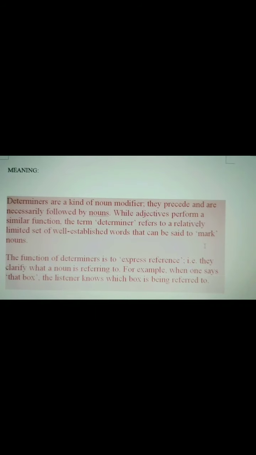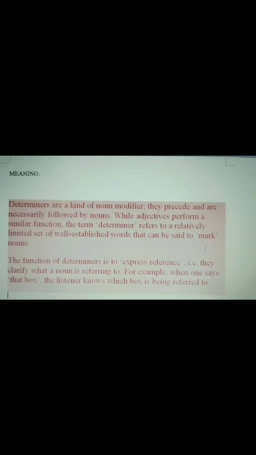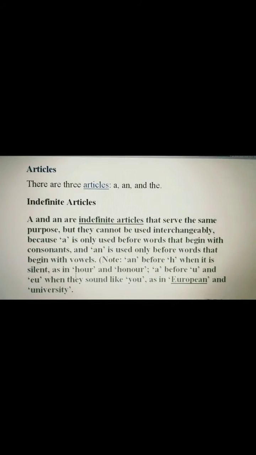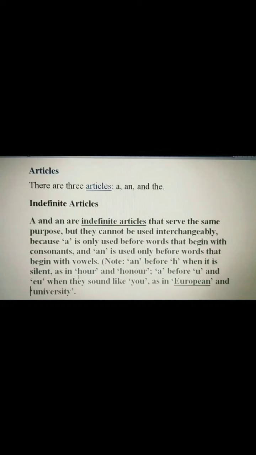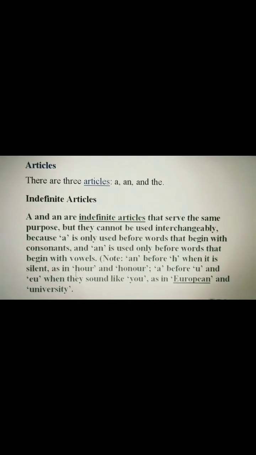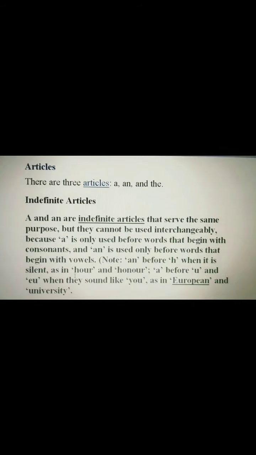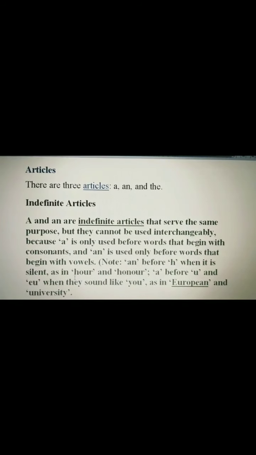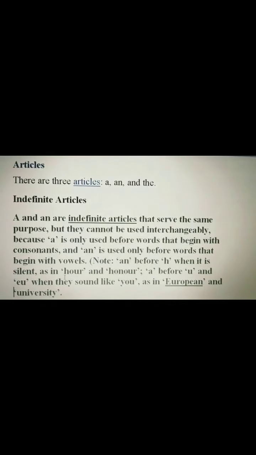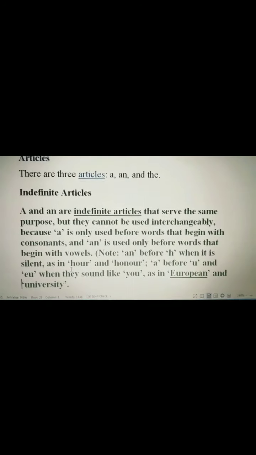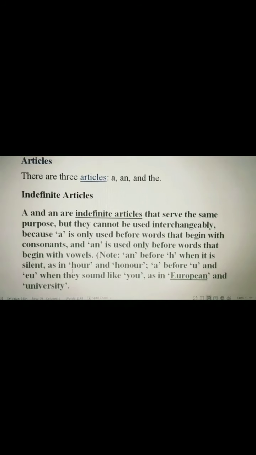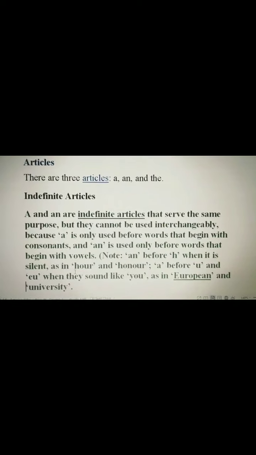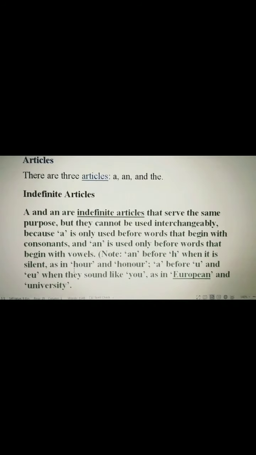Different kinds of determiners are there, so one by one we are going to talk about each. The first kind of determiners that we are going to talk about today is articles. Articles are of three kinds: a, an and the. These are further divided into two parts, the indefinite article and the definite one. Indefinite is when we are not talking about a particular one, and definite is when we are talking about the particular one.